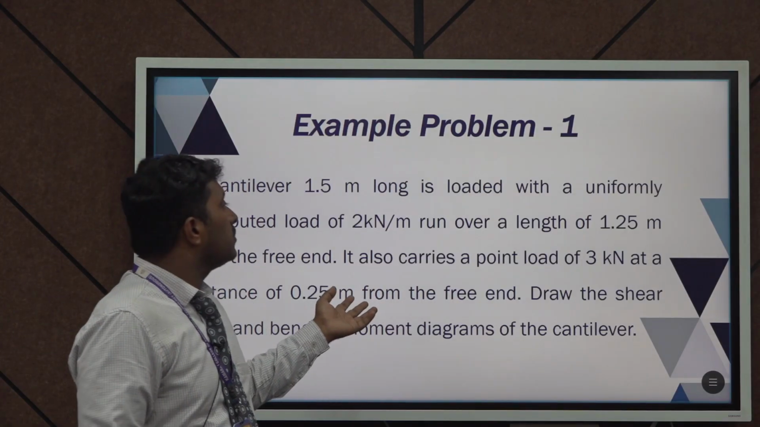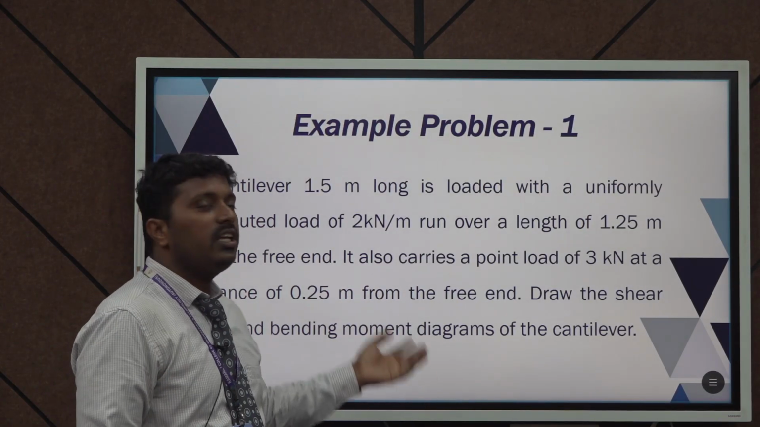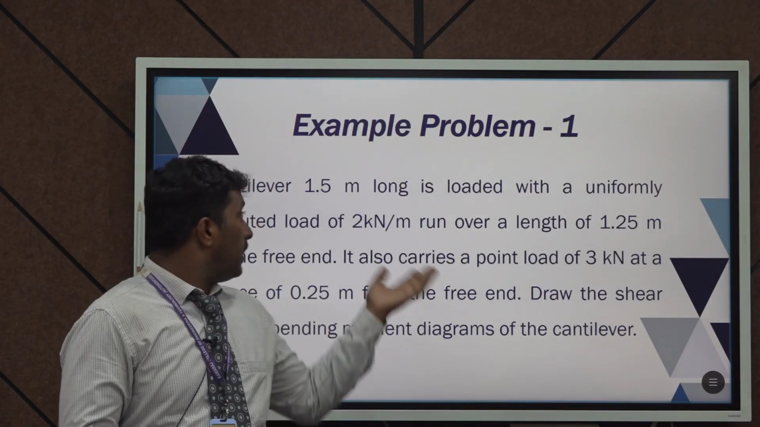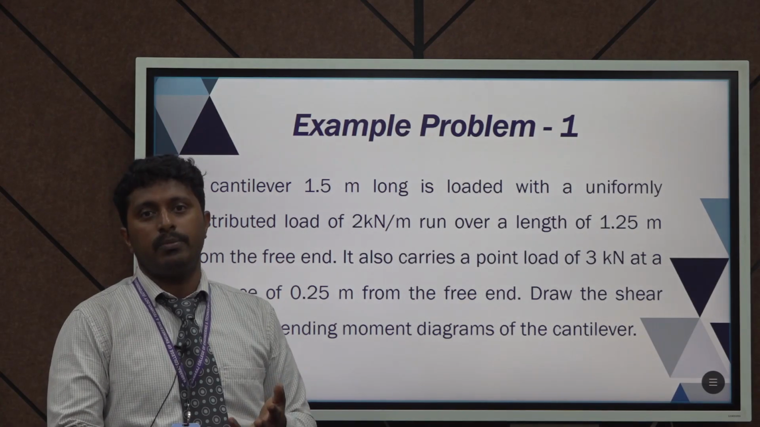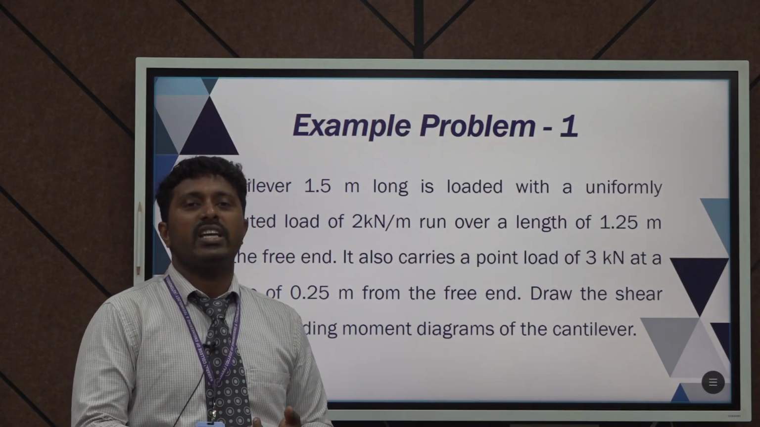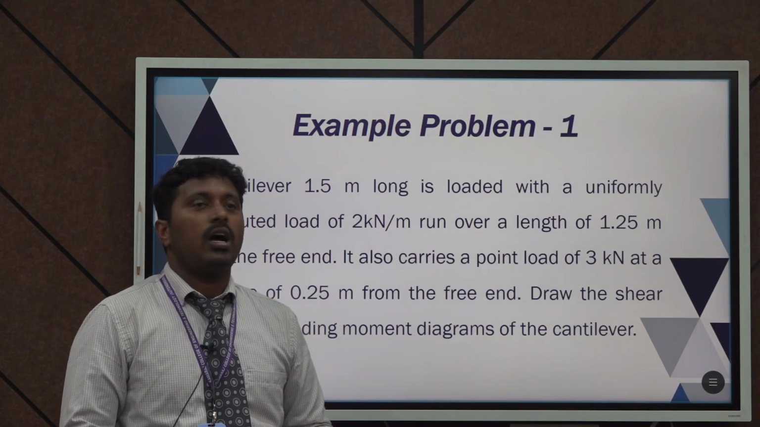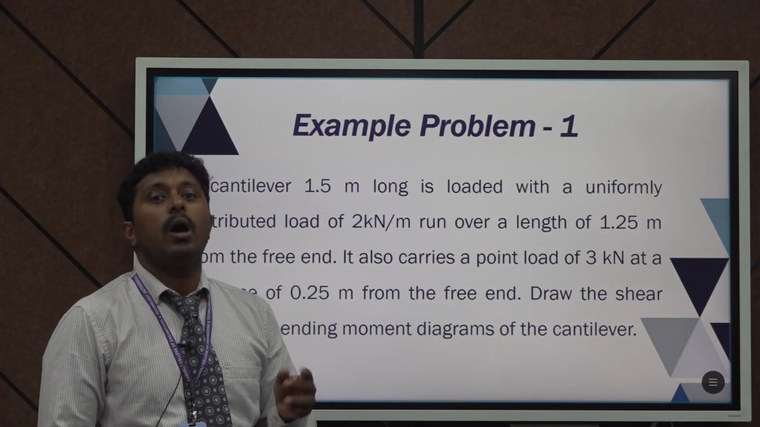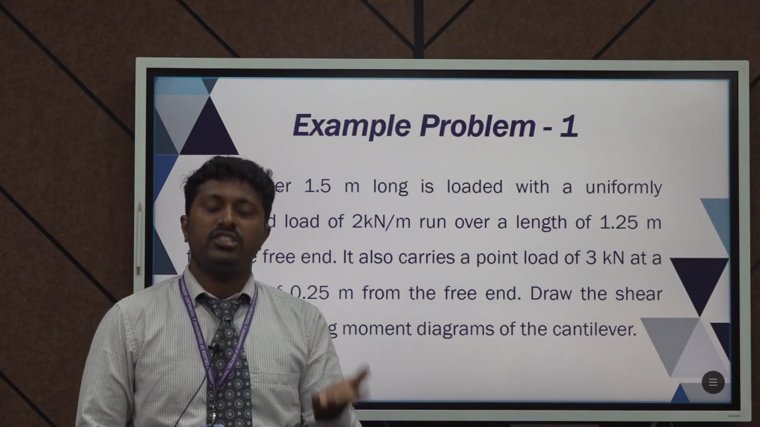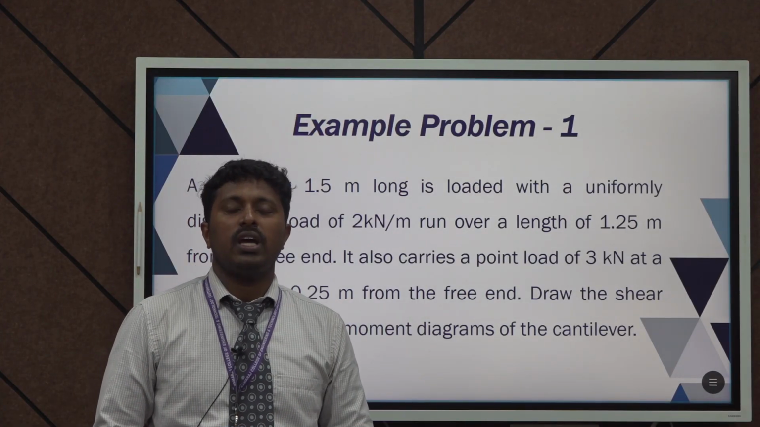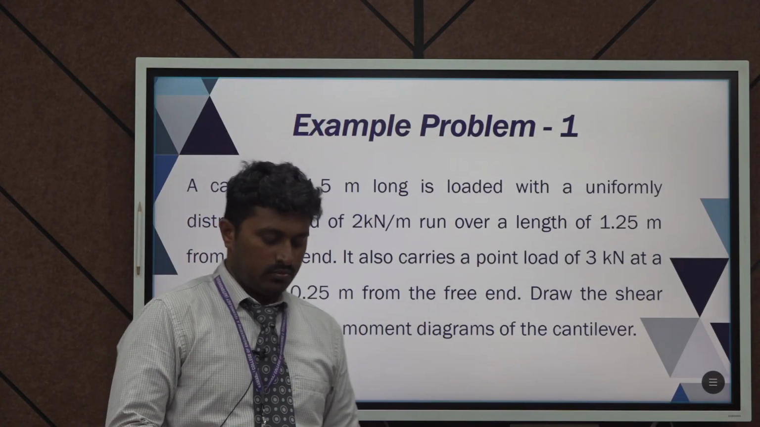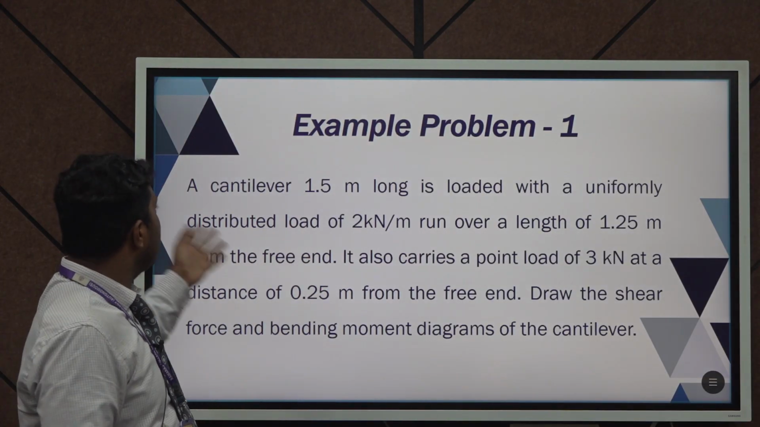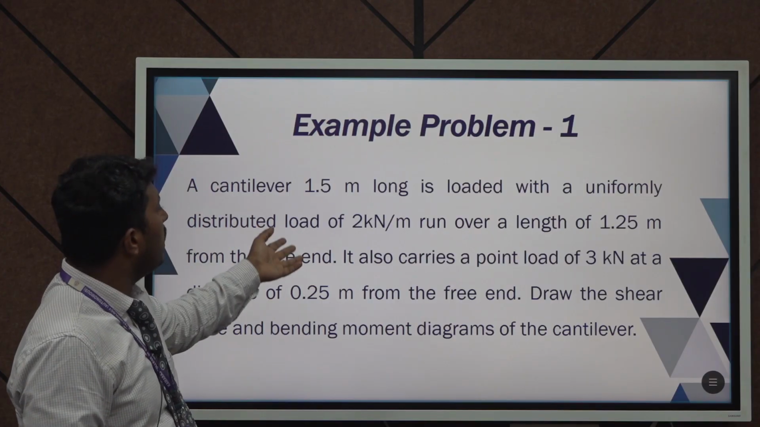Before going to solve this problem, commonly beams are classified into 5 main types. First one is cantilever beam, fixed beam, simply supported beam, overhanging beam and continuous beam. Loads are also classified into 3 main types: point load or concentrated load, uniformly distributed load and uniformly varying load. So, in this problem we are going to discuss a cantilever beam with a UDL and point load.